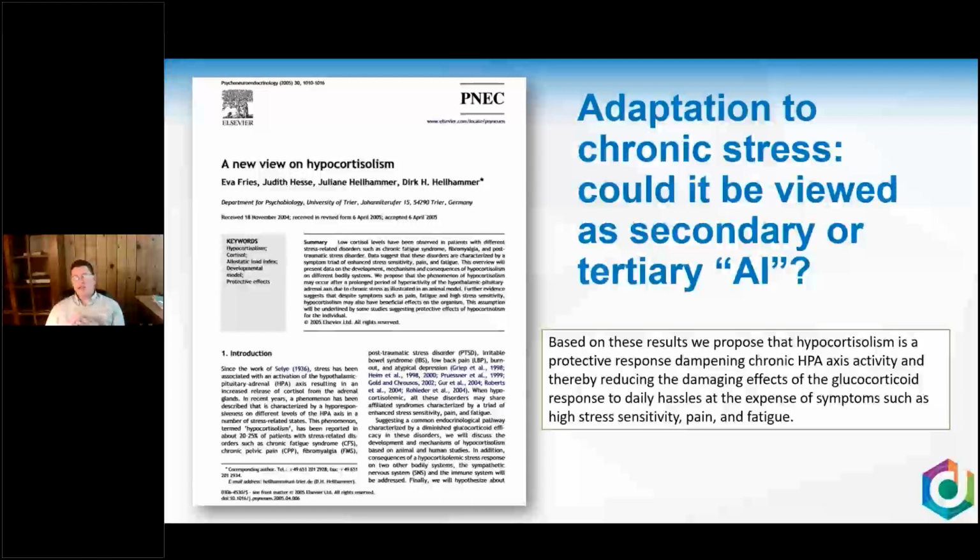And essentially what they talked about was that this adaptation to chronic stress could be viewed as a secondary or tertiary adrenal insufficiency. Now, they didn't use that language, but based on their results, they proposed that hypocortisolism is a protective response dampening chronic HPA-axis activity, and thereby reducing the damaging effects of glucocorticoid response to daily hassles, at the expense of symptoms such as high stress sensitivity, pain, and fatigue.